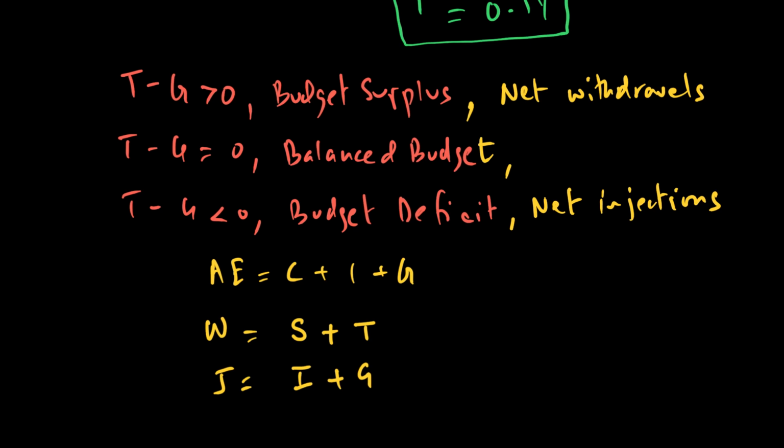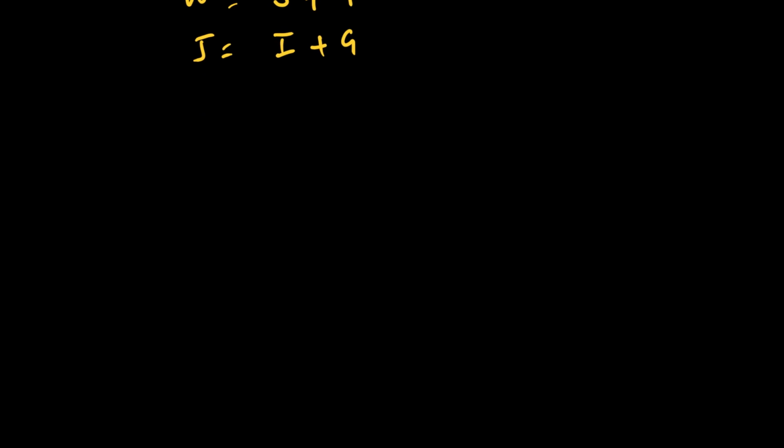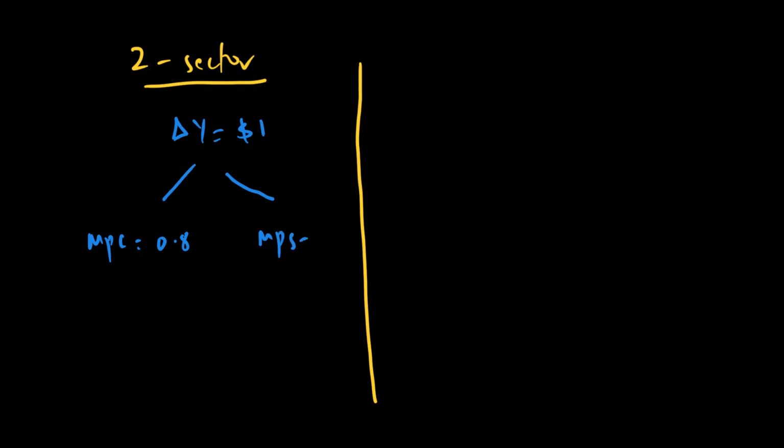When we introduce taxation in our model, we will now need to change our MPC and MPS. So I want to explain a before and after kind of scenario. So in our two-sector model, this is how things look. So let me write this, two-sector. In our two-sector model, we had a change in Y of, let's say, $1. Then your MPC was basically 0.8 and MPS was 0.2.